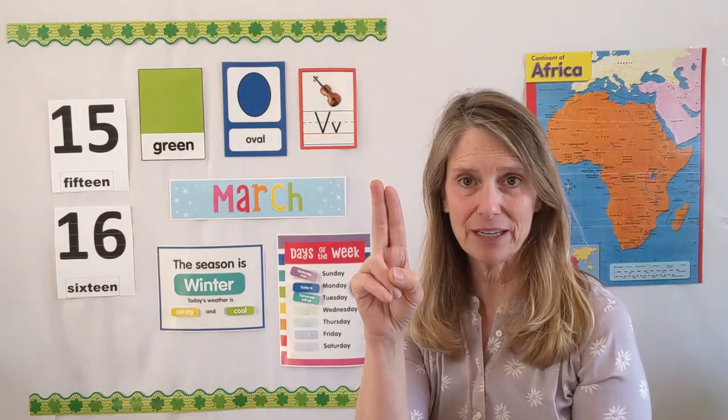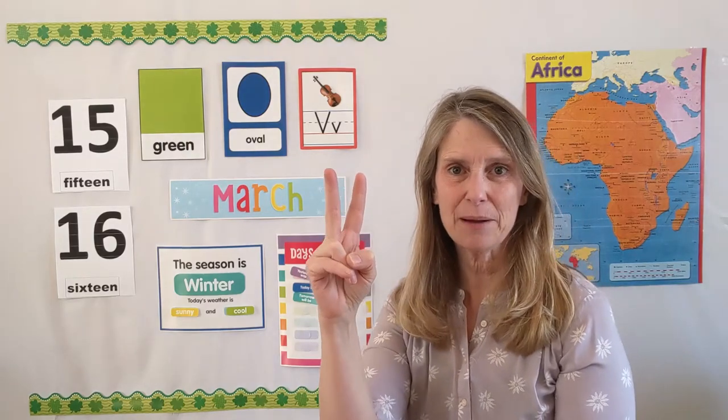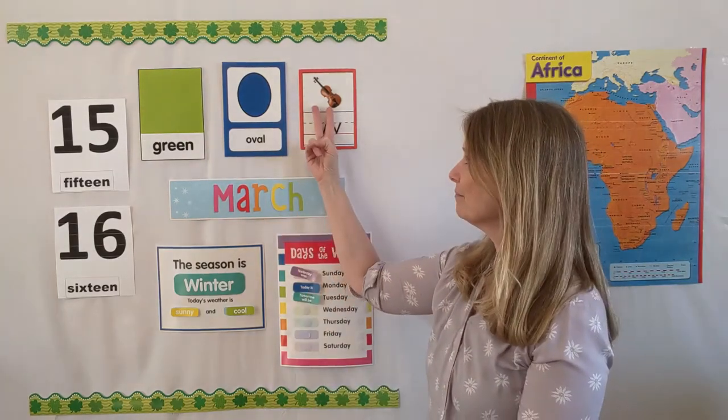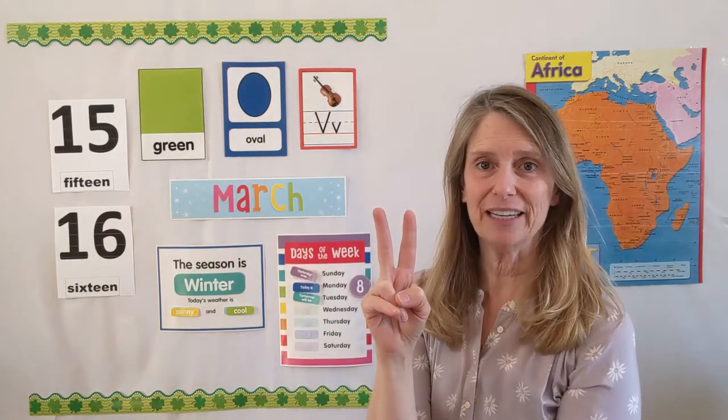Guess how we make the letter V in sign language? You just take your fingers apart. Look, it even looks like a V. I could put this up by my letter, and it looks exactly the same. That's the letter V in sign language, and we're going to look more at the letter V in a few moments. But we are also going to talk about our new number this week.